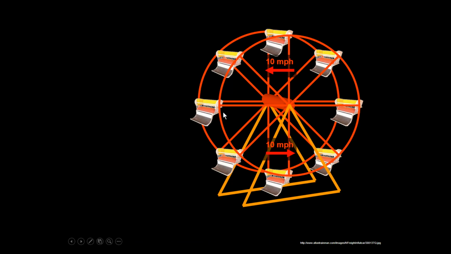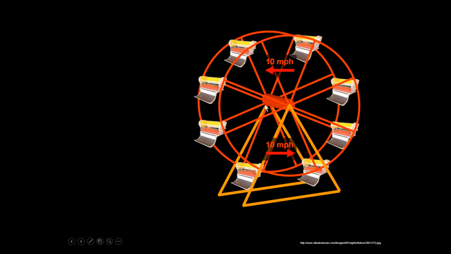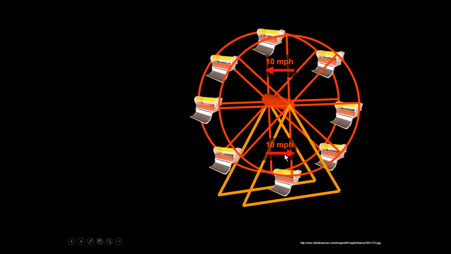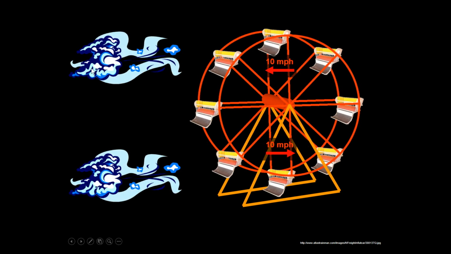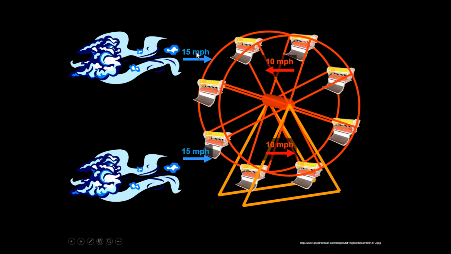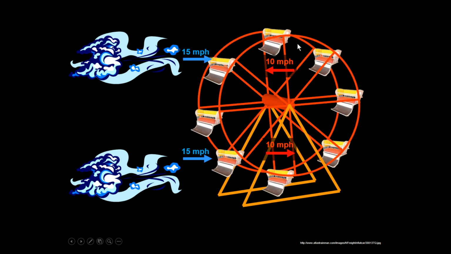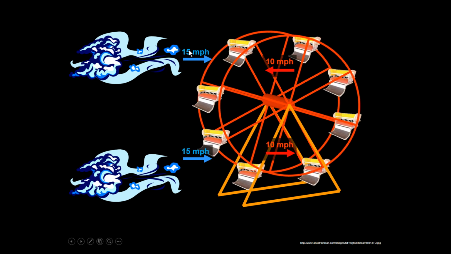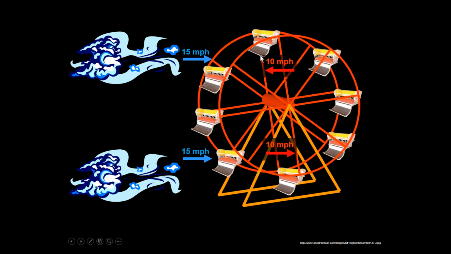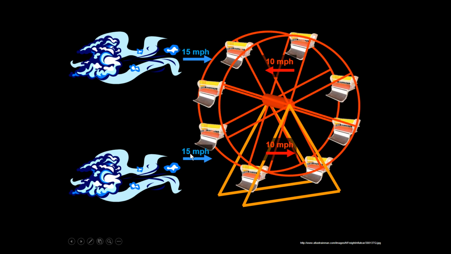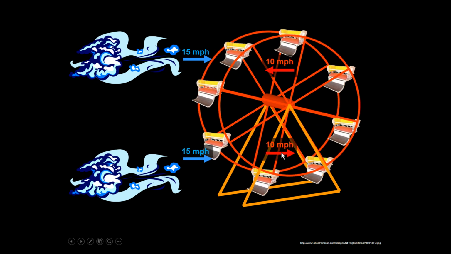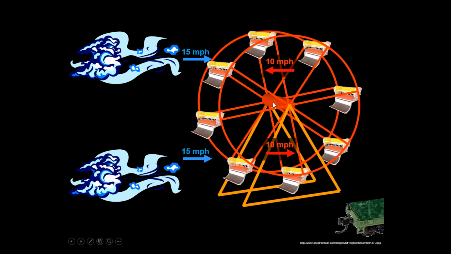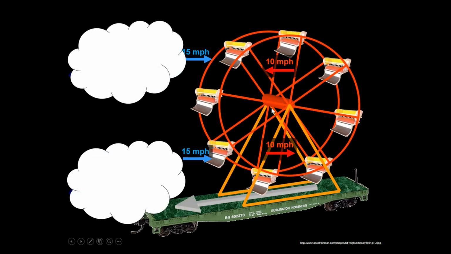So if we have a merry-go-round and it's going around with a tangential velocity of 10 miles per hour, the top is going 10 miles per hour that way, bottom's going 10 miles per hour that way. But if there is wind blowing and the wind is blowing 15 miles per hour that way, these cars are passing the wind at a relative velocity of 25 miles per hour. And here, because they're going the same direction, the wind overtakes and only passes at 5 miles per hour.